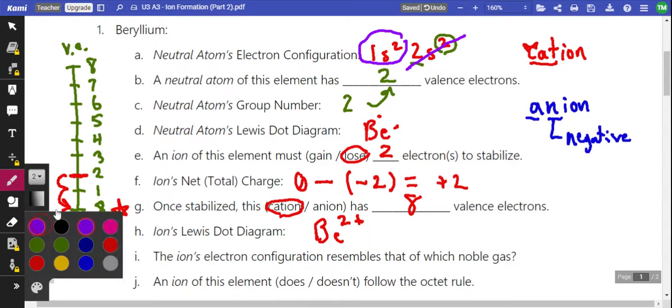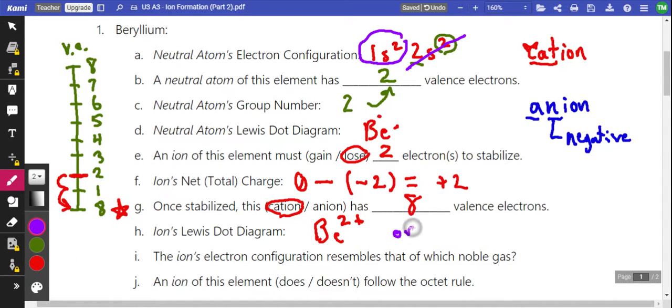Okay, or we could write it by showing all the valence electrons it actually has. So beryllium goes from having 2 valence electrons to having 2 valence electrons. They are 2 different valence electrons, but they are still 2 valence electrons. Just kind of odd.